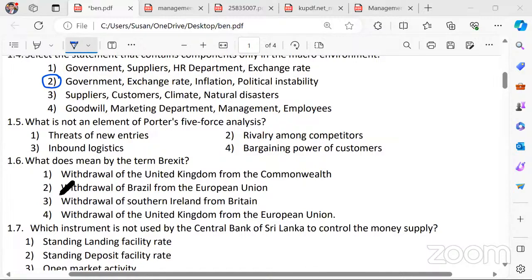Don't just say supplier's power and customer's power. That is bargaining power, right? Then the 5 forces are rivalry among competitors, bargaining power of suppliers, bargaining power of customers, threat of new entries, threat of substitutes, right? Few students left, I think, because I'm asking questions.